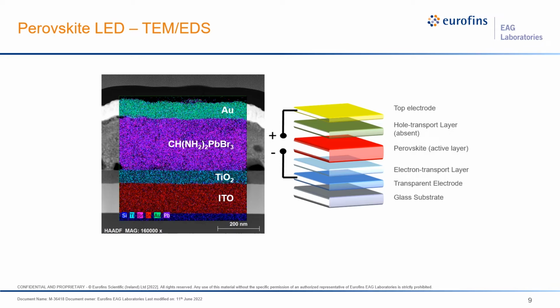Lead and bromine are in the active layer, and we know that the intent was to create formamidinium lead bromide with the formula shown. The EDS map alone does not confirm that the active layer has the perovskite crystal structure needed to create an LED. For that, we used XRD.